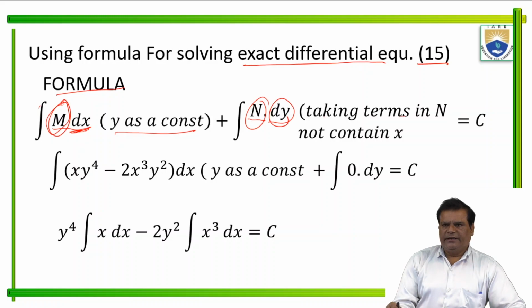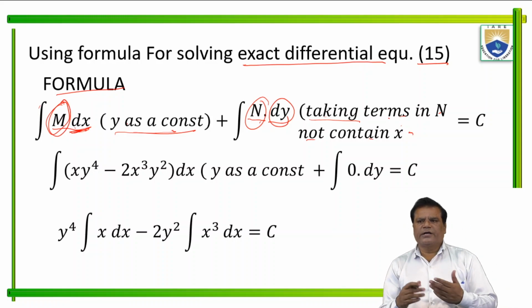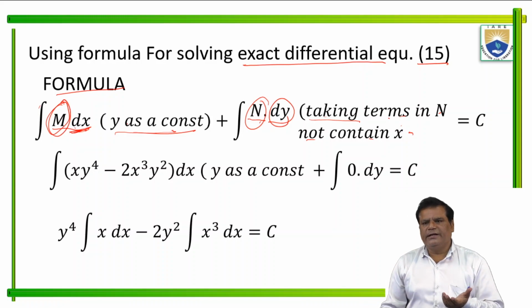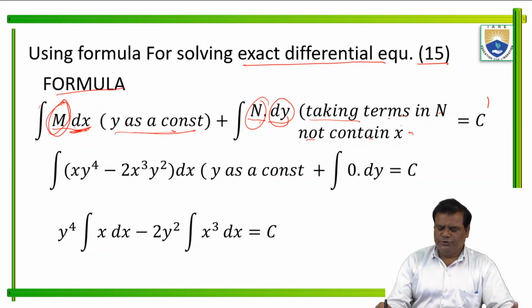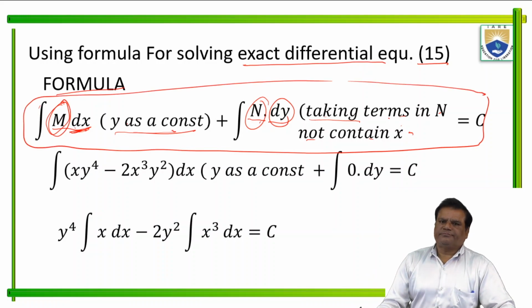Here is the condition: for M, y is a constant, and for N we take only those terms in N which do not contain x, meaning x is not present in the term. We take only the term which is purely a function of y, not multiplied by x. So this equals C. This is the formula of an exact differential equation.